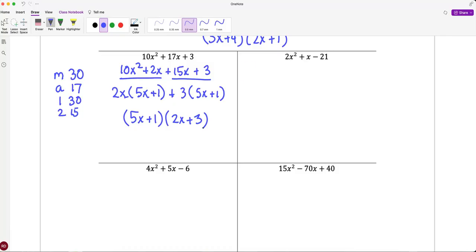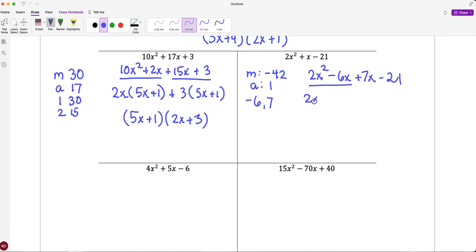Here I need numbers that multiply to 2 times negative 21, that's negative 42, and they add to 1. So I can think off the top of my head, that's going to be a 6 and a 7, with the 6 being negative. So this is going to be 2x squared minus 6x plus 7x minus 21.